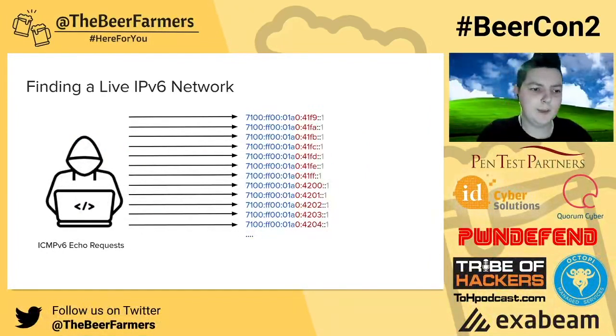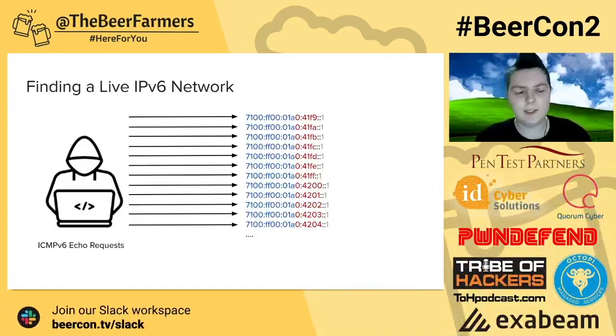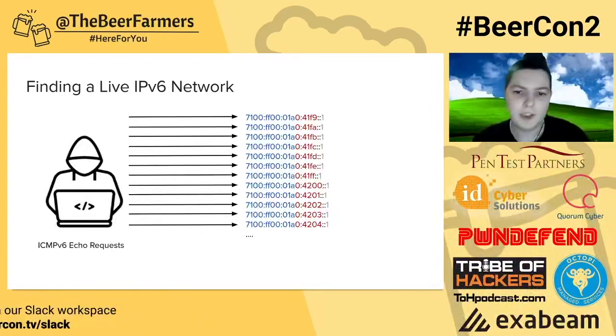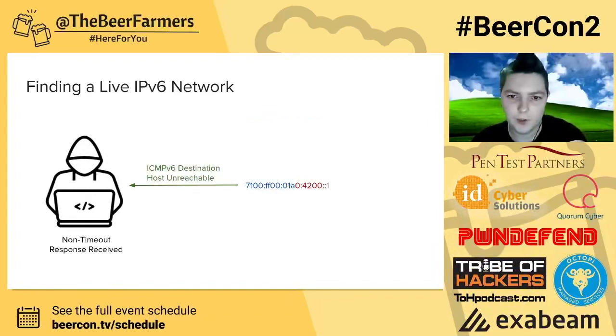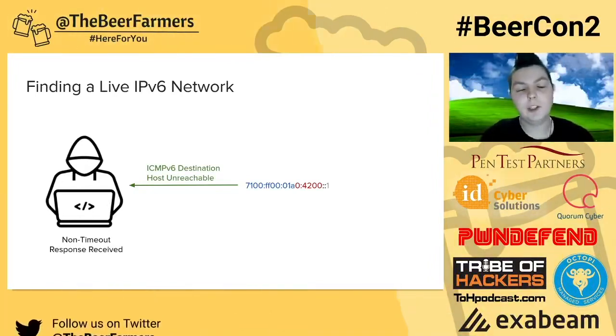Say we were sending ICMPv6 echo requests, so just pinging them, seeing if we get any response whatsoever. If the network does not exist at all, it's not live, or it's not accessible for whatever reason, it will just come back with request timeout. Okay, not very interesting. But say we stumble across this address at the bottom, 4200, and it came back with a slightly different response saying ICMPv6 destination host unreachable.